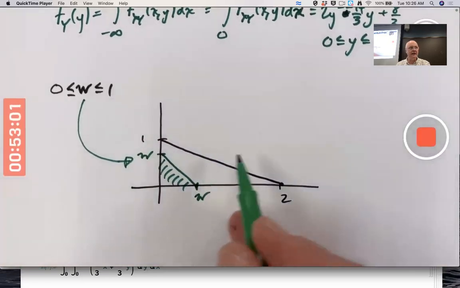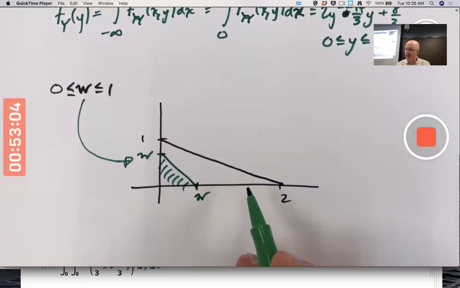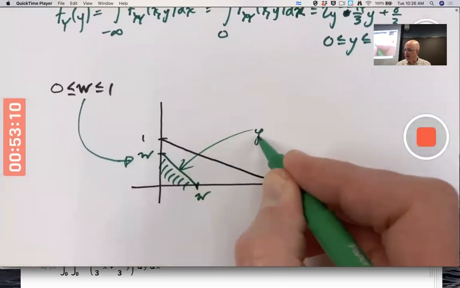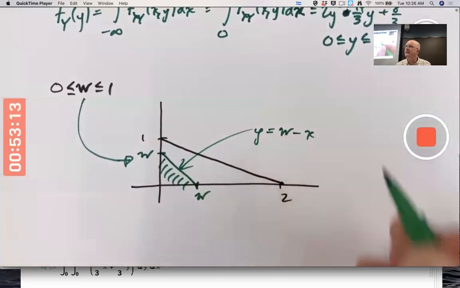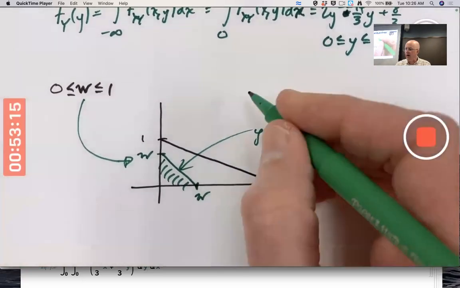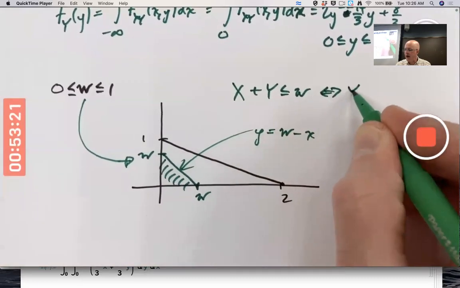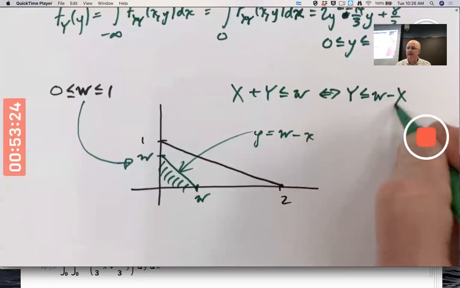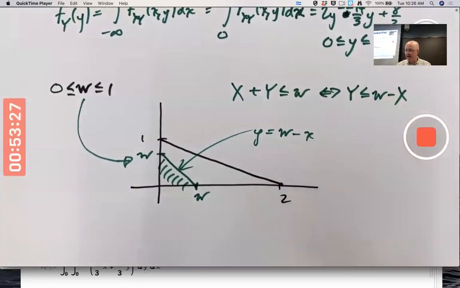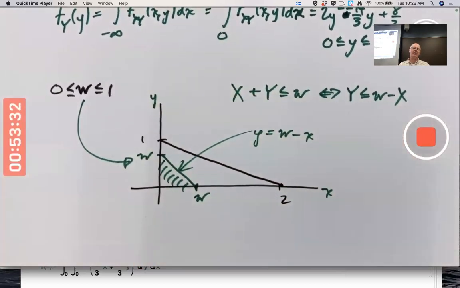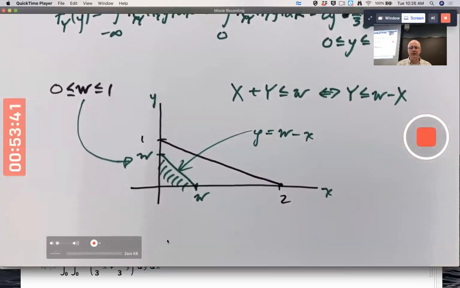So I'm not integrating over the entire domain where the joint PDF is positive. I'm integrating over a smaller domain, a different triangle. And that line right there still is the same equation as before, Y equals W minus X, because I'm thinking about where X plus Y is less than or equal to W. Equivalently, where is capital Y less than or equal to W minus X? I'm using capital letters up there because I'm thinking of them as random variables, and here I'm using lowercase. Not a big deal. So integrate over that triangle is what we're doing here with case 1.